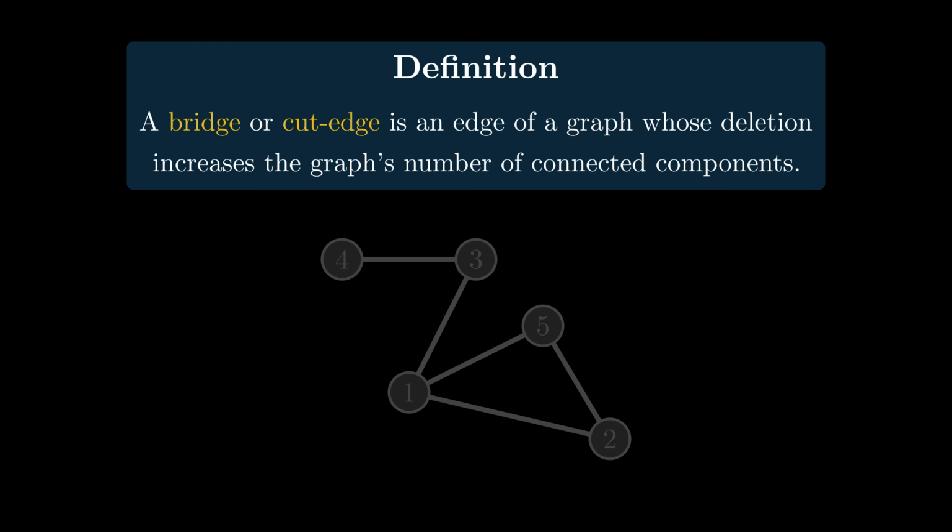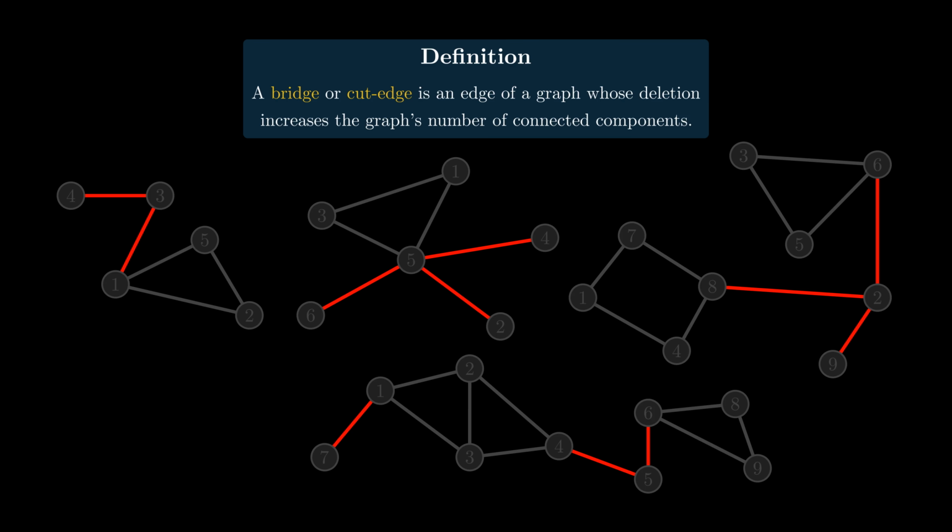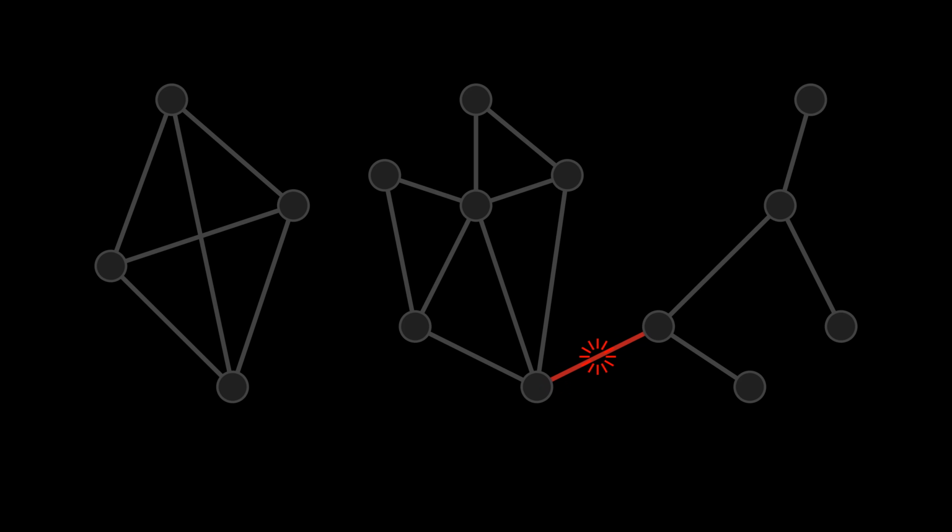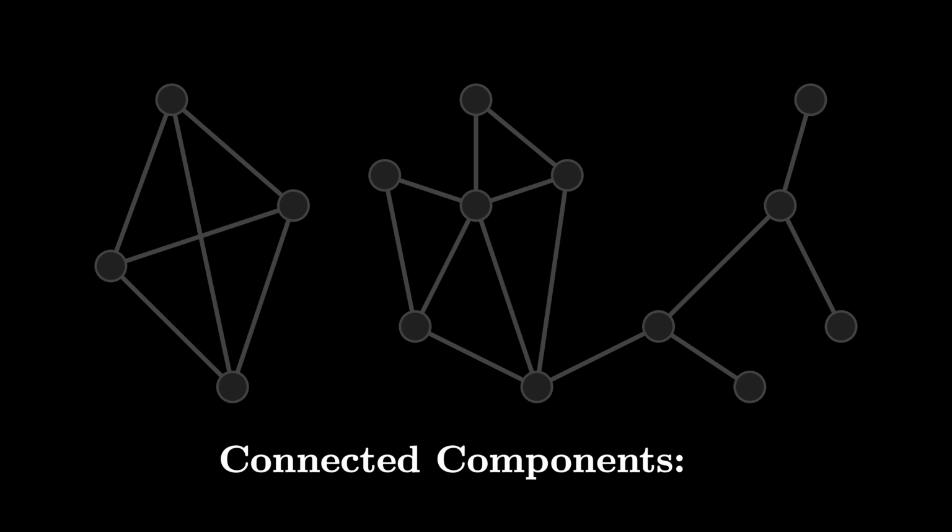Now, how exactly can we decide whether a given edge is a bridge of a graph? Or how can we even determine all bridges of a graph? To decide whether a specific edge is a bridge, one has to determine first the number of connected components of the graph, with a graph traversal algorithm of choice.